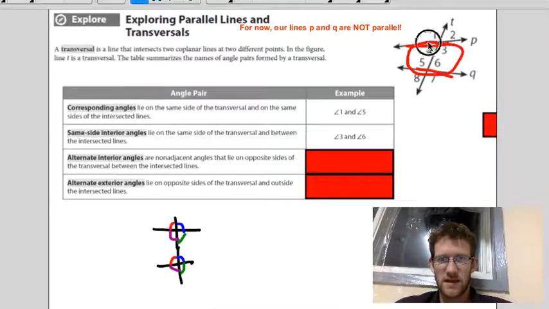So that's these numbers here, interior. These ones are going to be exterior. So just keep that in mind.